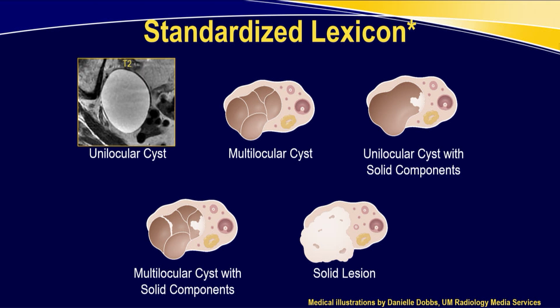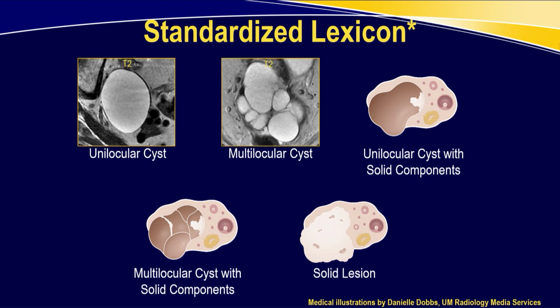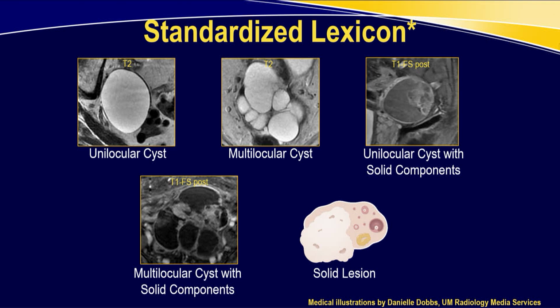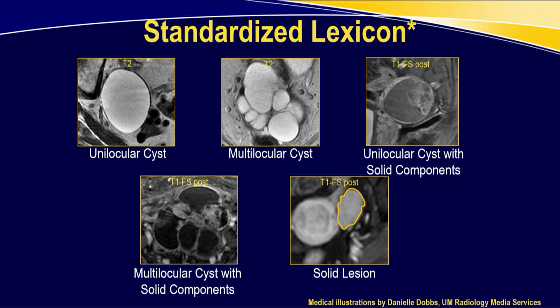So for a unilocular cyst, we have a single locule on this T2 weighted sequence, multilocular cyst, many locules separated by septations, a unilocular cyst with solid components. So again, it's not just a simple cyst, but there's enhancing soft tissue. Similarly, a multilocular cyst can have solid elements with enhancing tissue, and then the solid lesion, again, at least 80% of that lesion is solid enhancing tissue.